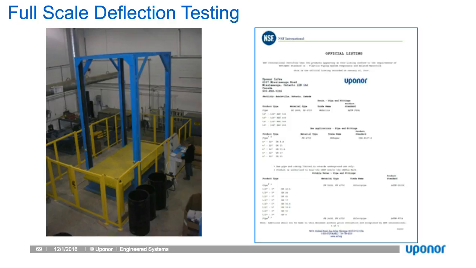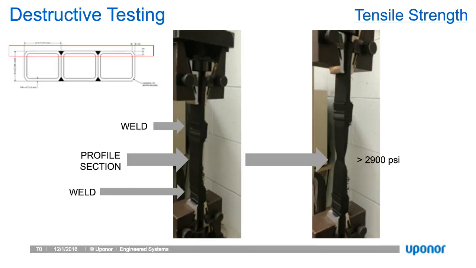We also, as I mentioned earlier, conduct tensile strength testing or destructive testing on our systems, where we'll put the system under load, in this particular case 2,900 psi in a tensile load, and as we would expect, we would see the failure of the material in the profile itself, not in the weld seam, and that's what you see in this particular photo. On the photo on the left, you can see we've taken a coupon sample, put it in the tensile strength machine.